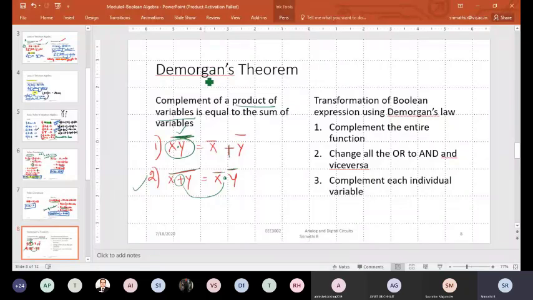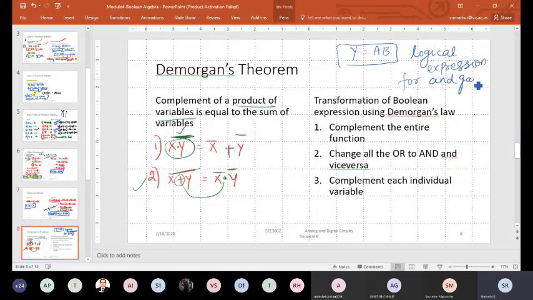First, complement the entire function, whatever the given function is. A logical expression is, for example, in the case of an AND gate, let y be the output, y is equal to AB. This is the logical expression for the AND gate. Similarly, if any complex expression is given and you are asked to simplify it by using De Morgan's law, you have to follow these steps.